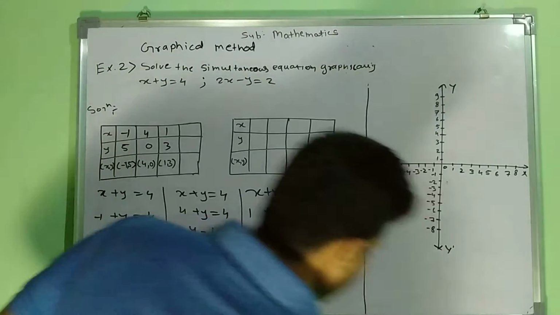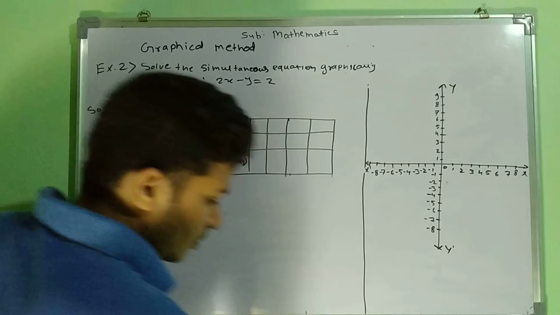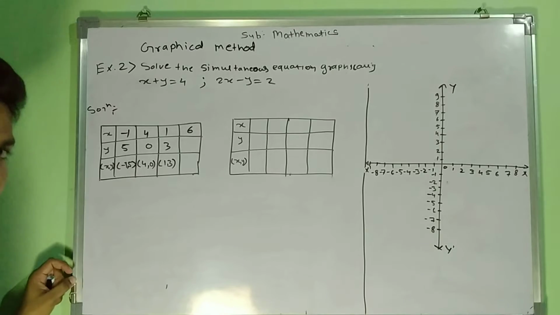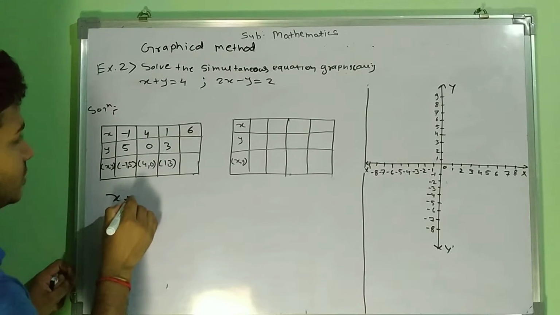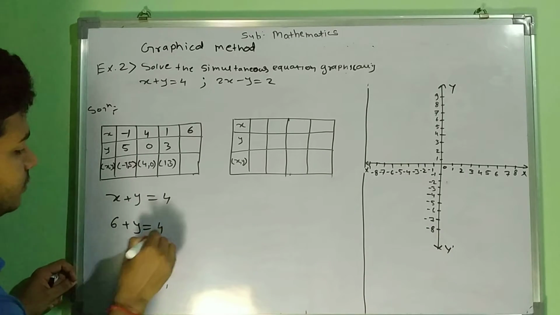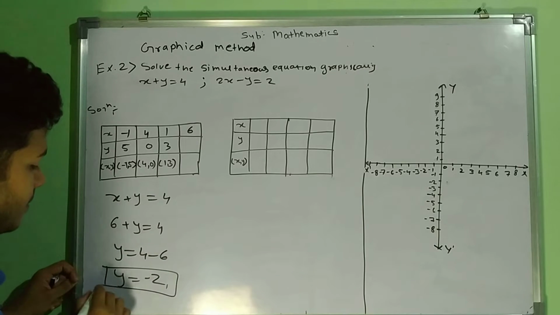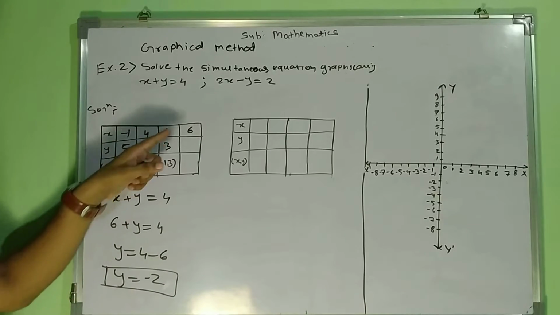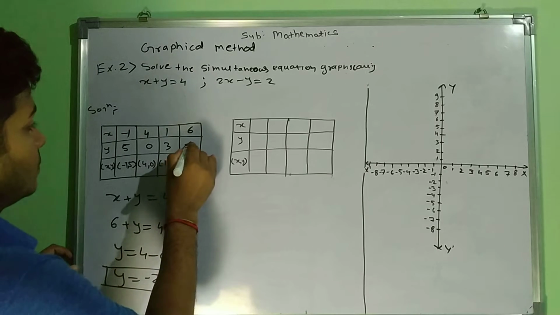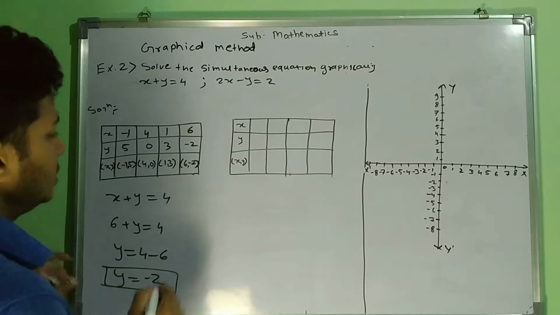Now we have to find one more ordered pair, the fourth one. Suppose we are taking the value of x as 6. Now we have to find the value of y. Our equation is x plus y equal to 4. So substitute the value of x as 6: 6 plus y equal to 4. So y will be equal to 4 minus 6. y will be equal to minus 2. So whenever we take the value of x as 6, we are getting the value of y as minus 2. So the next ordered pair will be 6 comma minus 2. That is our fourth ordered pair.